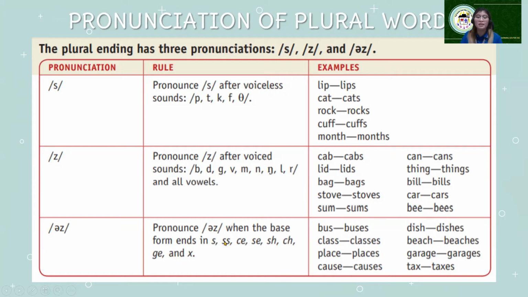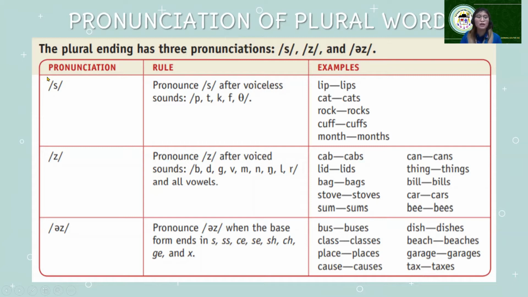Now on the other hand, if it ends with S, double S, CE, SE, SH, CH, or the GE, and the X, the sound is iz. Again, the sound is iz. So such as bus to buses, class to classes, place to places, cause to causes, dish to dishes, beach to beaches, garage to garages, and tax as in taxes.